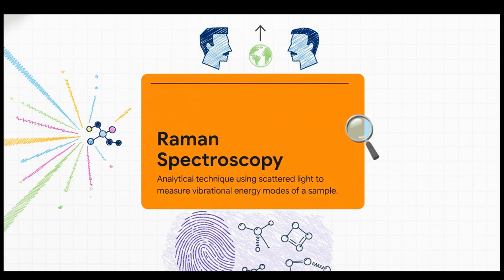Discovered way back in 1928 by Indian physicists C.V. Raman and K.S. Krishnan, this is an analytical technique that uses scattered light to measure a sample's vibrational energy modes. Think of it like extracting a unique chemical and structural fingerprint from a material. You shine a light, and the specific way that light scatters back tells you exactly what those molecules are doing.